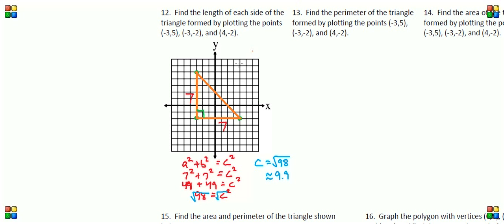Let's go ahead and label that on our triangle. The length of the hypotenuse is approximately 9.9. So have we answered the question? Find the length of each side on the triangle formed by plotting the points. Yep, number 12 is done. We've found the length of the three sides of this triangle.